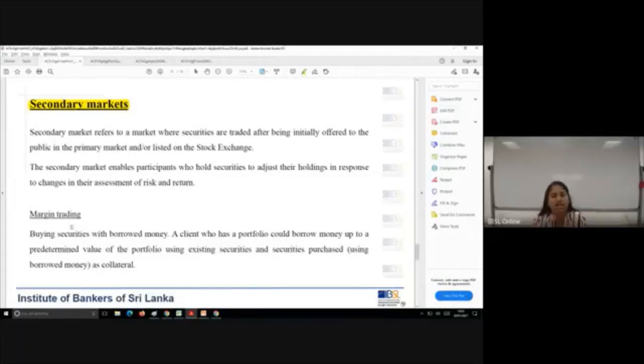That is called margin trading. Based on your current portfolio and the security that you're going to buy, you can give that as the collateral and borrow money to invest further. Okay, in this example, the security or the portfolio I gave as collateral was 1.5 million. Using that, that broker gave me 500,000.